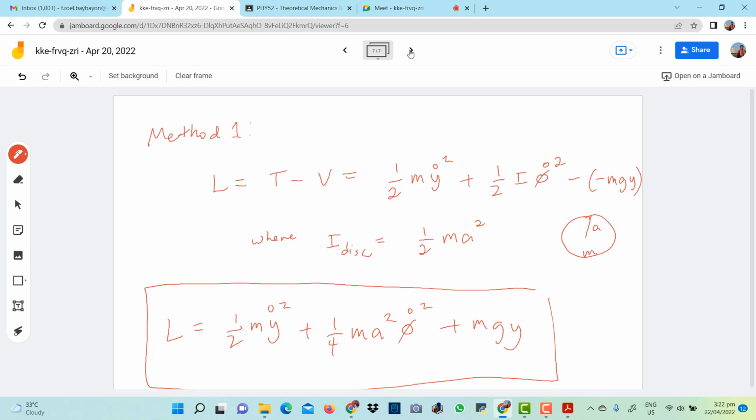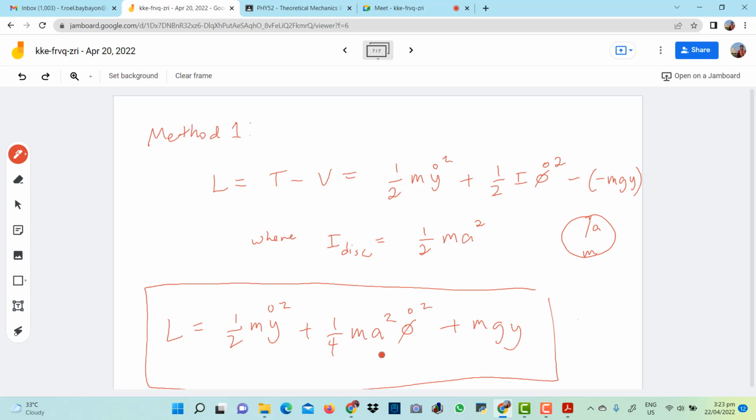So the difference is whether we use a Lagrange multiplier or not. I will first incorporate the equation of constraint into the Lagrangian in order to reduce the variables, in order to reduce the generalized coordinates. So in this case, there are two generalized coordinates, y and phi, right?